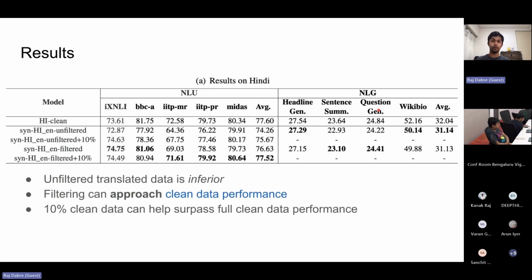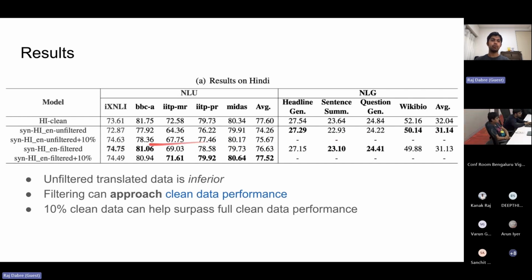Now, is this really useful though? You might be interested in this because it turns out, yes, it is pretty useful. So if you look at this first row, it tells you what happens when you train a model on clean Hindi data. And you can see across NLU and NLG tasks, you have a certain performance where, if you look at the average numbers, it's 77.60 for NLU and 32.0 for NLG. When you take unfiltered data of the same exact amount as Hindi clean, and you train a model and then fine tune it for the downstream tasks, you end up getting a significant drop in performance to 74.26. For NLG, the drop is not that pronounced, but it is still there because you average it over a number of tasks. So we see that unfiltered data is not that reliable.